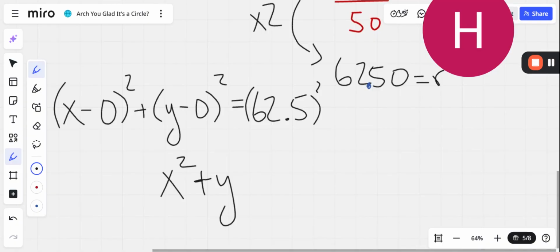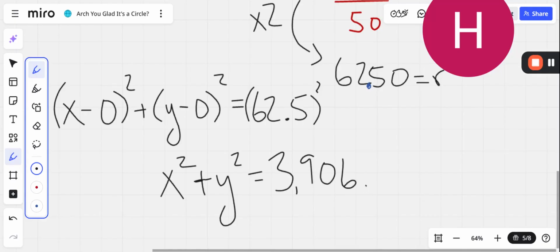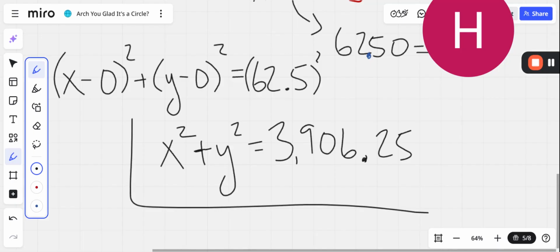Anyone know 62.5 squared off the top of their head? That should be about 3,906.25. Don't quote me on that. This would be the equation of the circle.